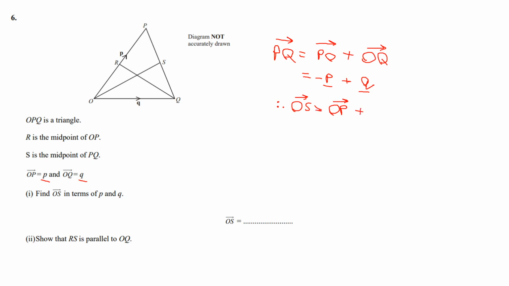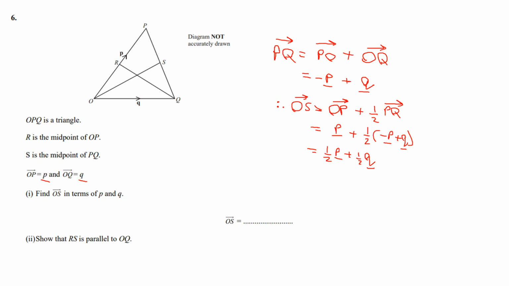And we're adding on the end a half P to Q, aren't we? So O to P is P, and it's a half times minus P plus Q, and so we're left with an answer of a half P plus a half Q. Alright?